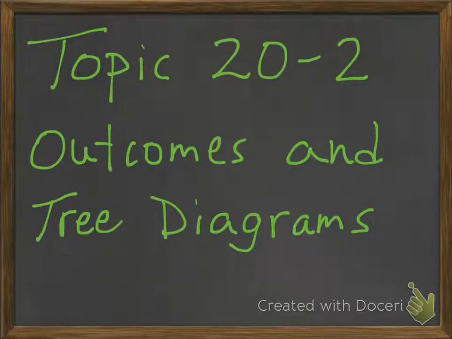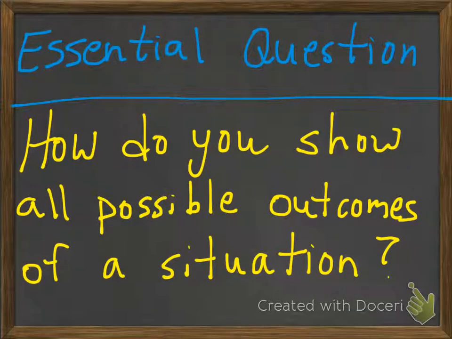Topic 20, Lesson 2, Outcomes and Tree Diagrams. So far you learned how to find all the possible combinations of two sets of objects. In this lesson, you're going to learn how to find all the possible results of a situation. So the essential question is, how do you show all the possible outcomes of a situation?